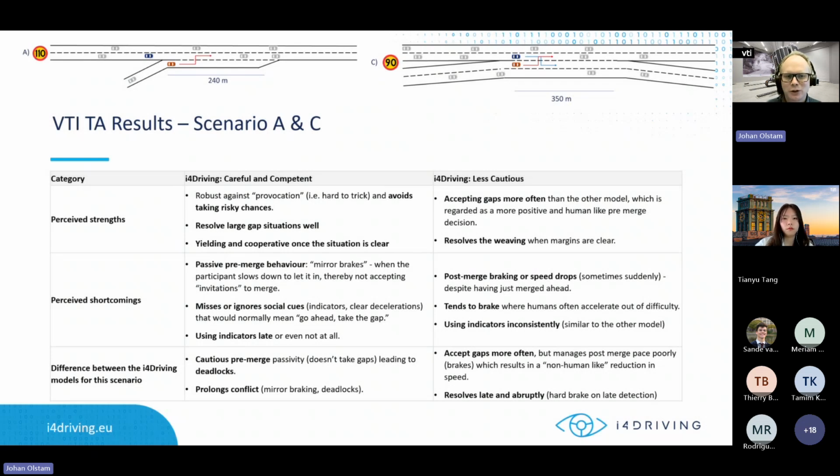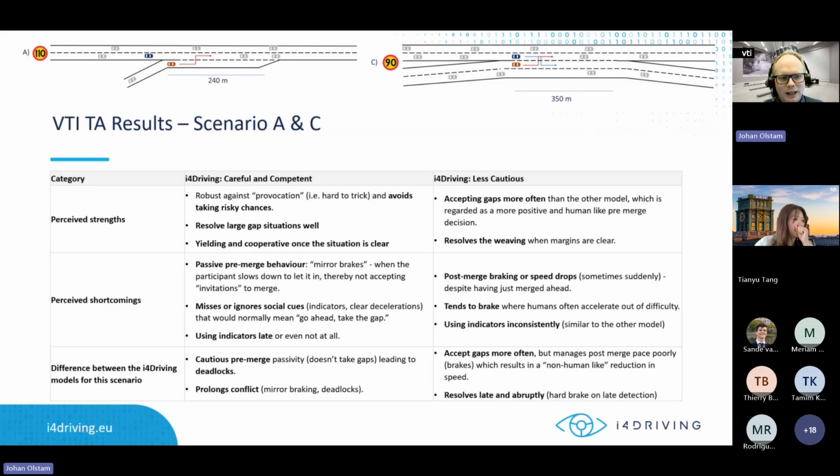robust, you cannot trick it. If you try to provoke it, it seems to not take risky chances and so on. While the less cautious one is perceived to accept more gaps, taking the gap more often, even if it's smaller, and also resolving the weaving when the margins are clear. The perceived shortcoming is the very passive pre-merging behavior of the careful and competent one, which kind of brakes or slows down and does not accept the invitation to merge, or if you try to do it with the indicators or slowing down to give a social cue to go ahead, take the gap, it's not thought of doing that.